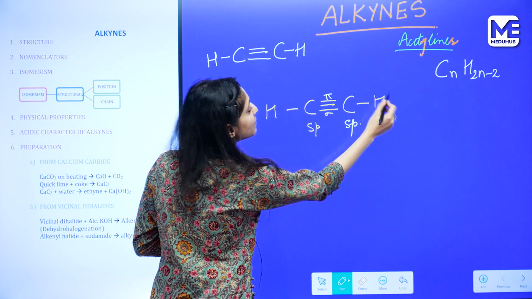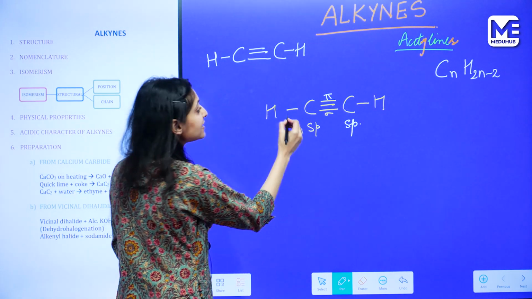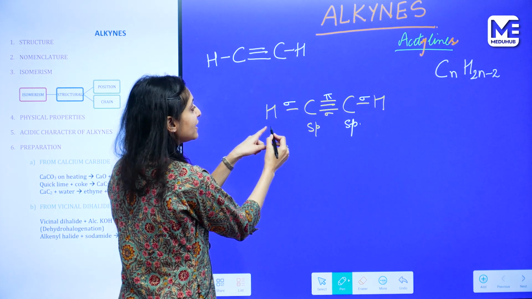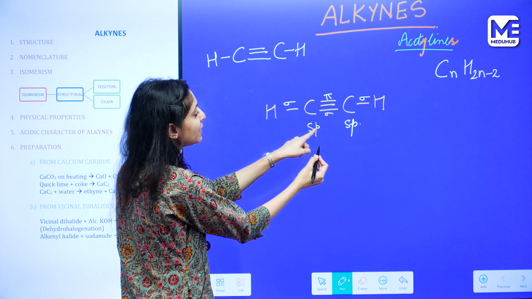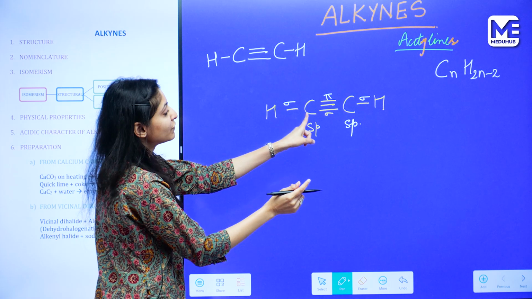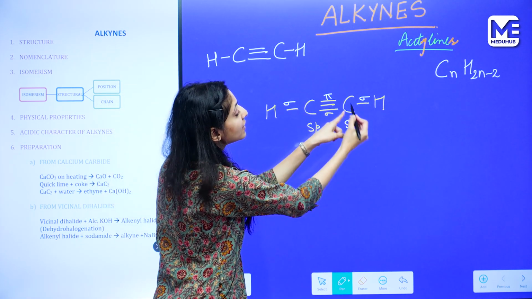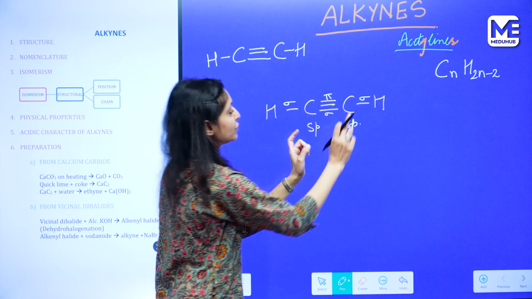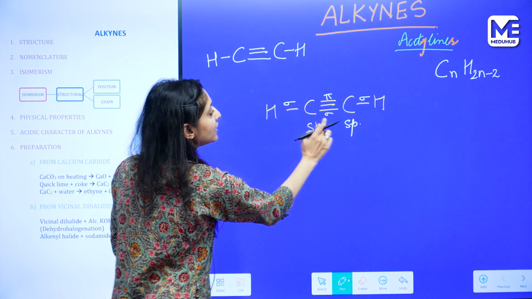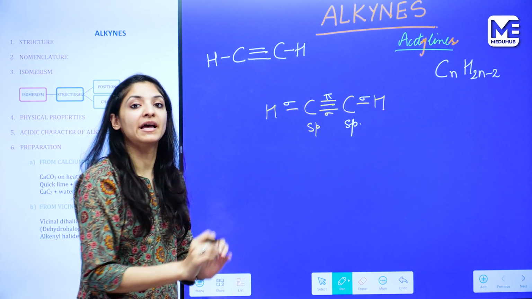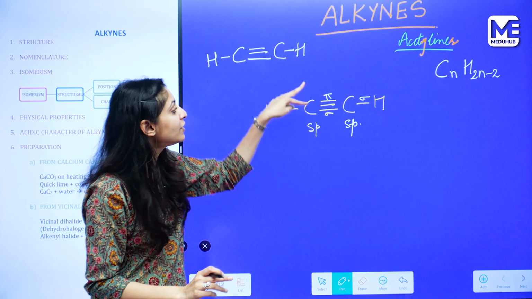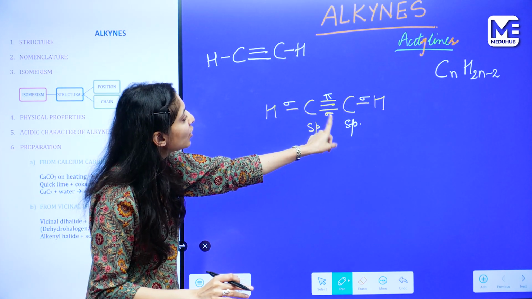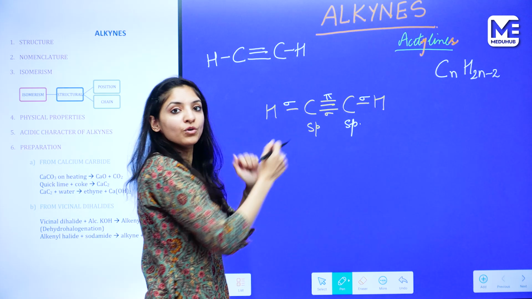Now the remaining bonds with the hydrogens are again sigma bonds, formed by head-on overlap of the 1s orbital of hydrogen with the other sp orbital of this carbon, and here the other sp orbital of this carbon with the 1s orbital of this hydrogen. So in totality there are 3 sigma bonds and 2 pi bonds, and between the two carbons there are 2 pi bonds formed by partial overlap and 1 sigma bond formed by head-on overlap.